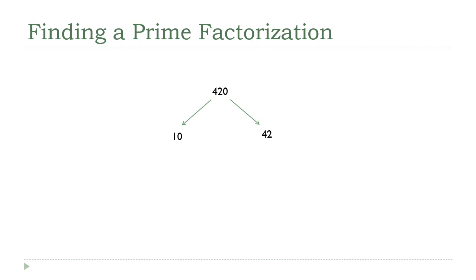If you look at that 10, for example, 10 is 5 times 2. Those are both prime numbers. Right? So I can't go any further. Those branches are done. Jump back over to the 42 side. 42 ends in a 2, so it's even. At the very least, I can take a 2 out of it.